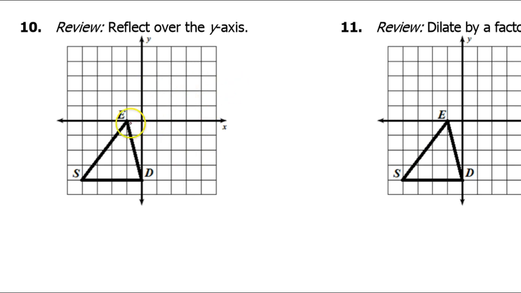Reflecting over the y-axis would be like this. So E, I'm going to go 1 unit on the other side, and that should be my E prime. Notice that point D is on the y-axis, so it won't move. And then S is 4 units to the left, so S prime will be 4 units to the right. So like I said, this will be E prime, and this will be S prime, and this will be D prime. So that's what the image would look like after the reflection.